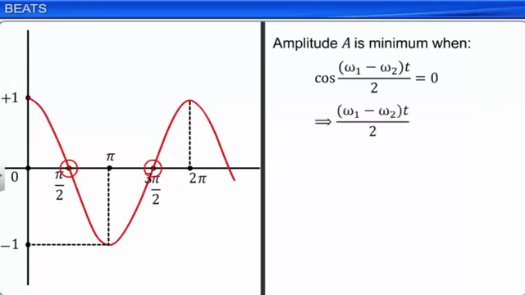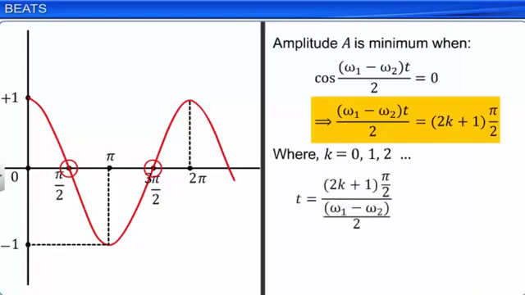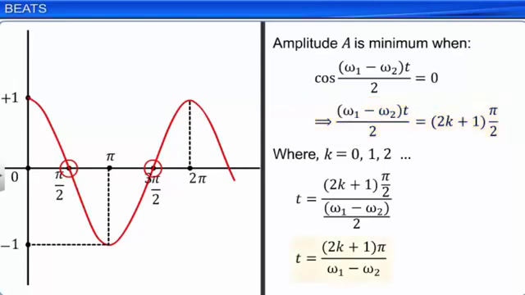From the above equation, t is equal to (2k plus 1) into pi by (omega 1 minus omega 2). Substituting the values of k equal to 0, 1, 2 and so on in the equation for t, we get t equal to pi by (omega 1 minus omega 2), 3 pi by (omega 1 minus omega 2), 5 pi by (omega 1 minus omega 2) and so on.